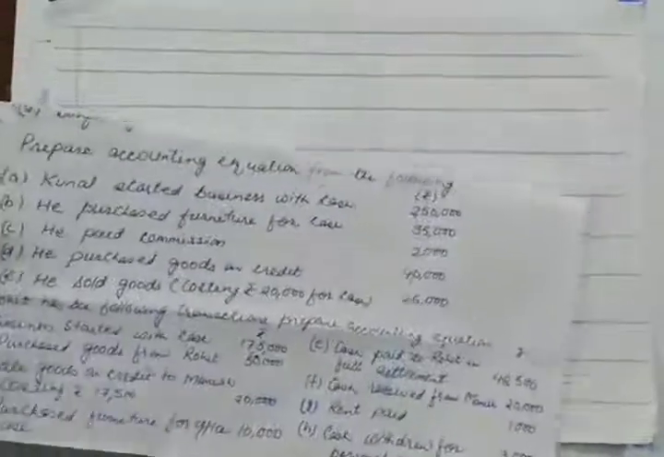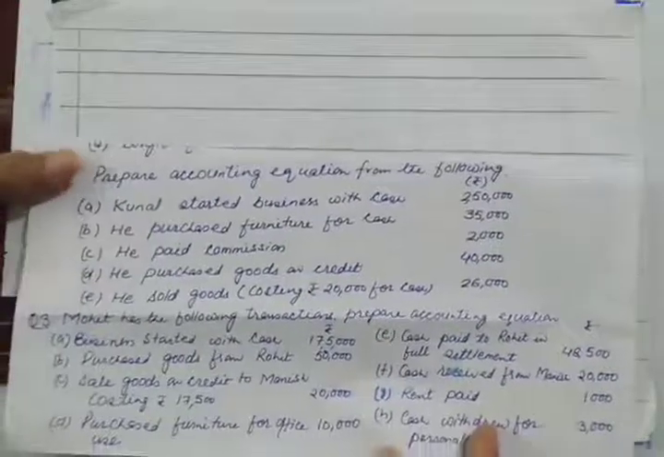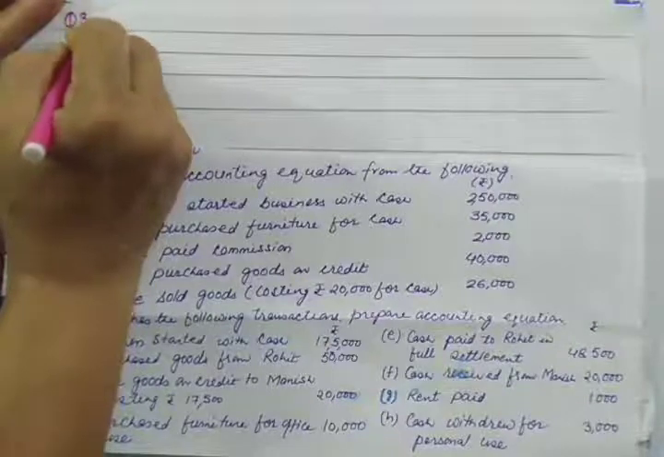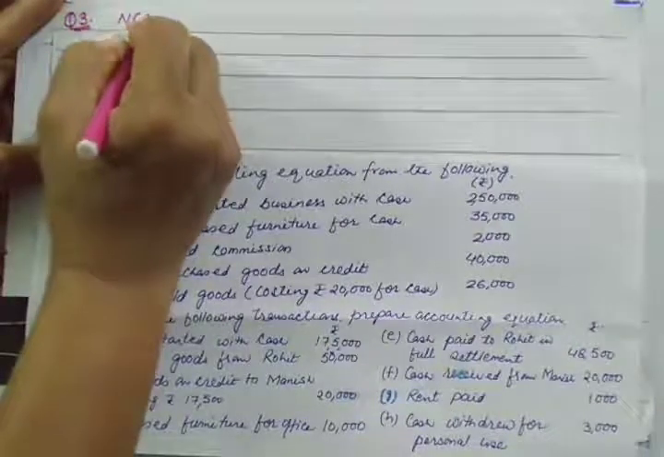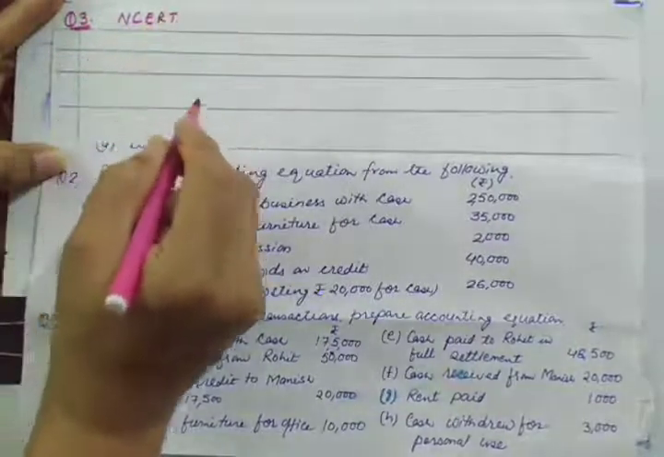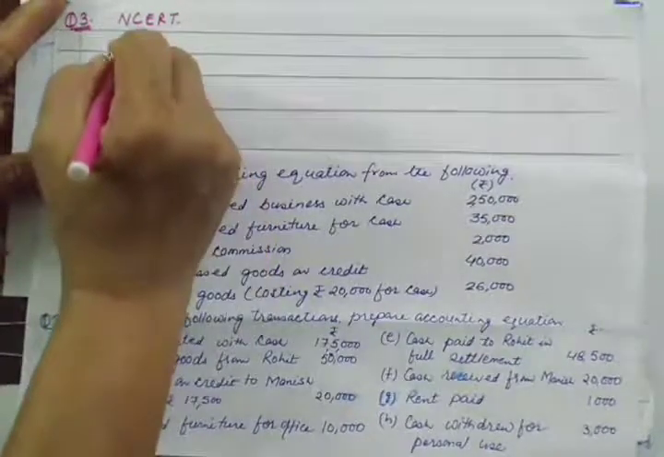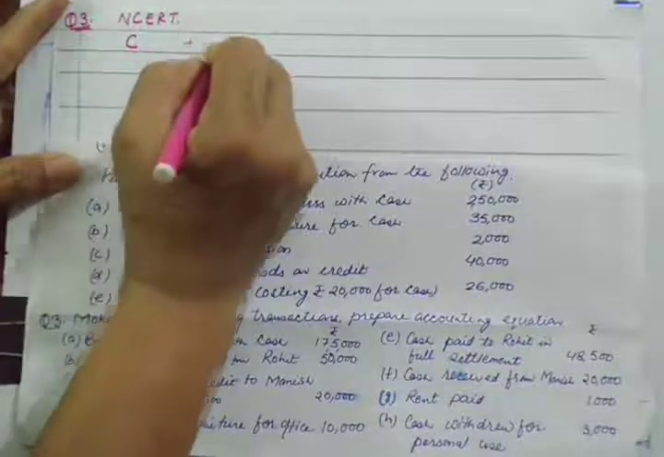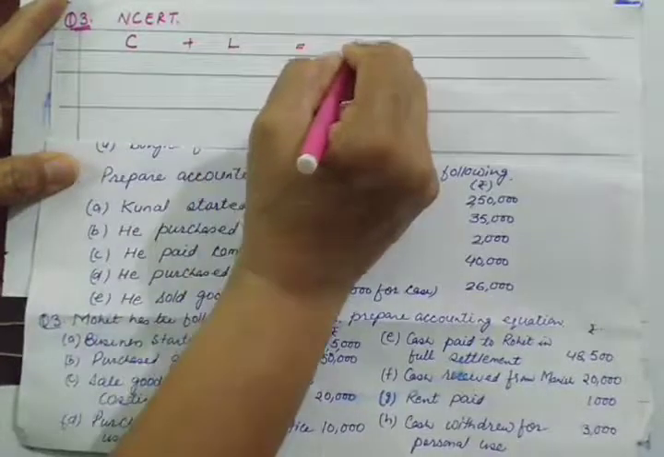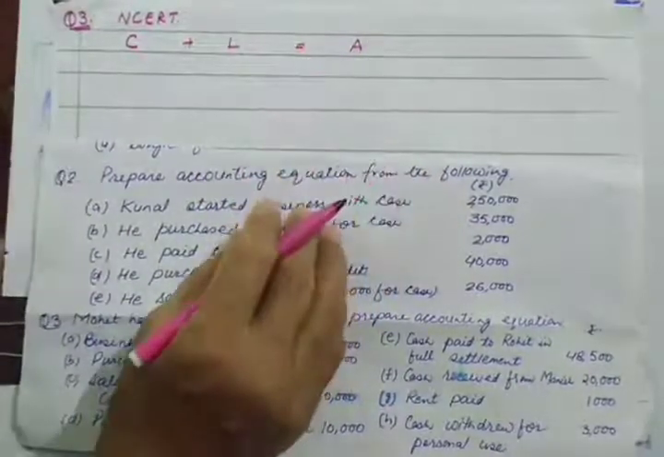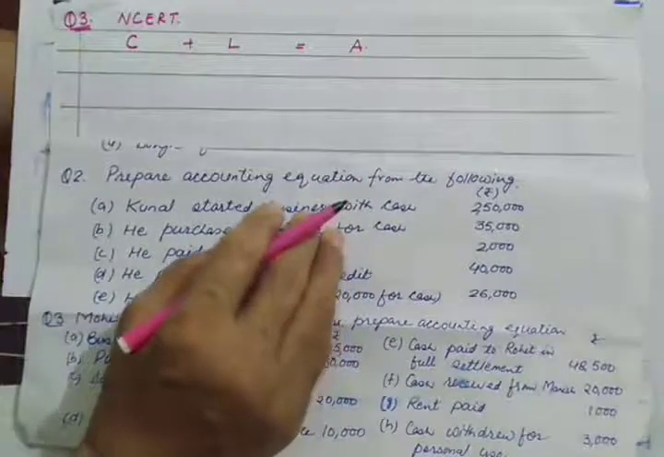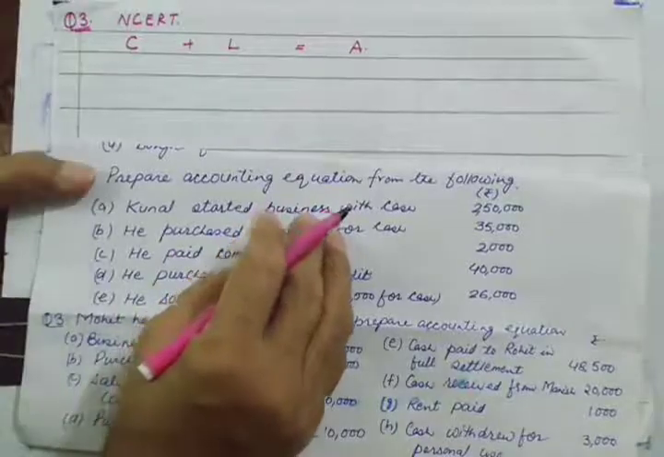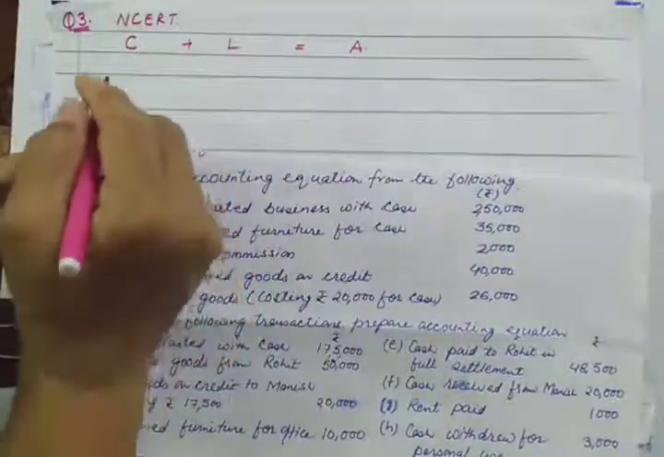So let us start this numerical. First, this is question number 3, NCERT's book. So first of all, we'll make the format of accounting equation C plus L is equal to A, because we'll be getting a variety of transactions here. So that's why we are leaving more space on the asset side.